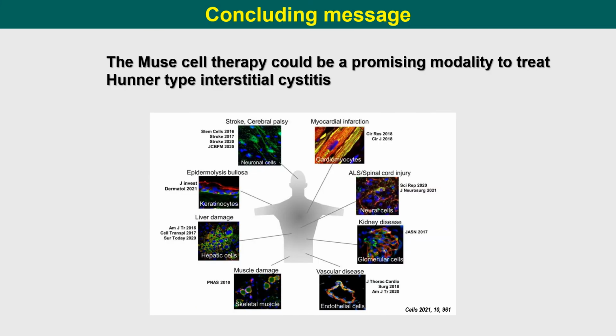In conclusion, the Muse cell therapy could be a promising modality to treat Hunner-type interstitial cystitis.